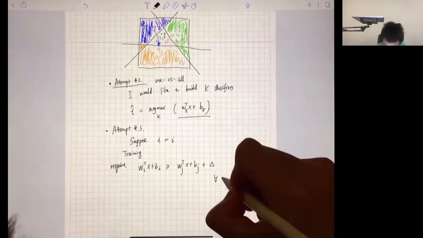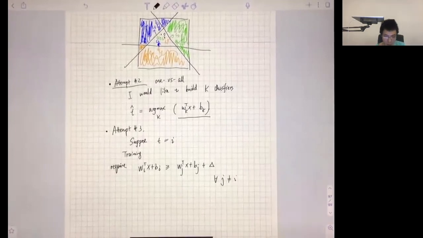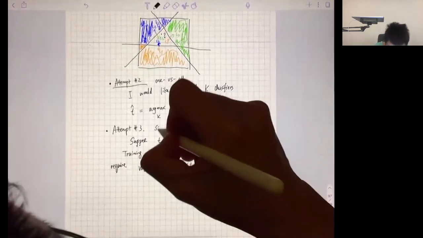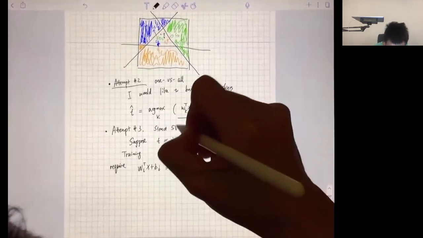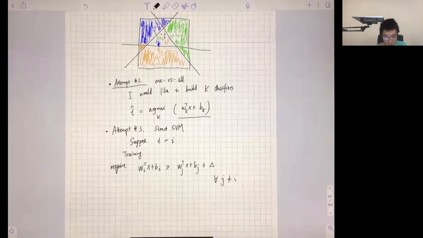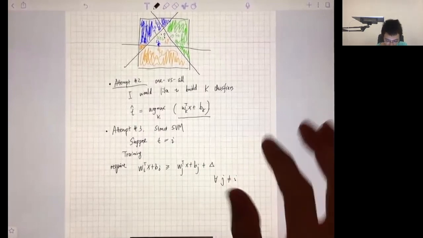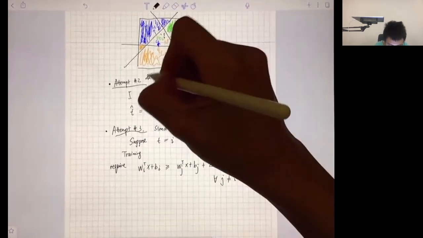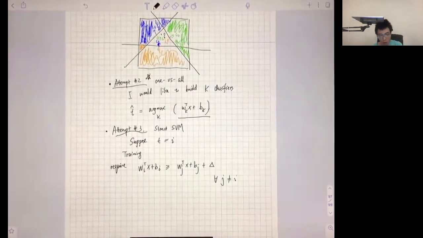For all J is not I, okay. So in this case, during the training, you have already considered all the possible categories. You have already compared the target category with other candidates, okay? So this is a more structured way of doing SVM, but this raises some complexity in training or in optimization, okay? And in practice, I guess this is the most widely applied approach for multiclass classification with SVM.